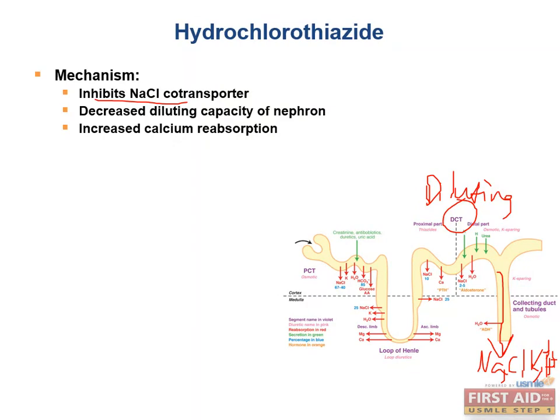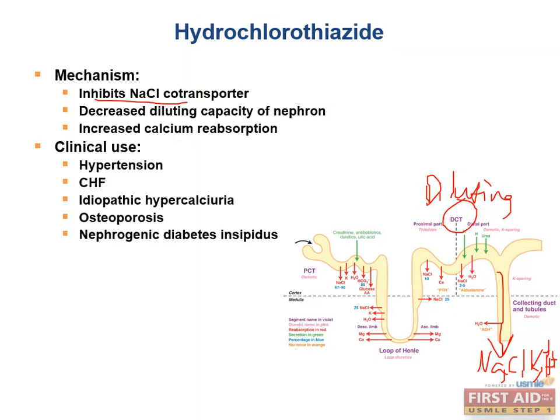Hydrochlorothiazides also increase calcium reabsorption. And this is by making the lumen potential more positive, since sodium chloride is not reabsorbed in the distal tubule, and that drives calcium reabsorption.